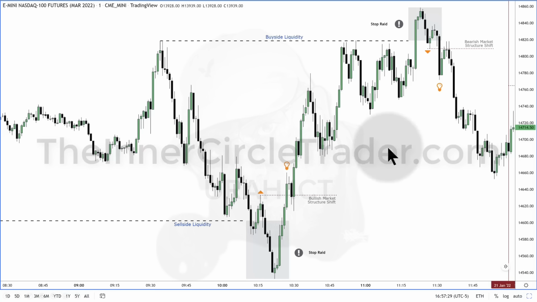Pretty easy, right? The hours of operation, again, are generally between 8:30 in the morning to 11, but it can be extended all the way to New York lunch, noon. I do not tend to take trades after noon local time, New York.